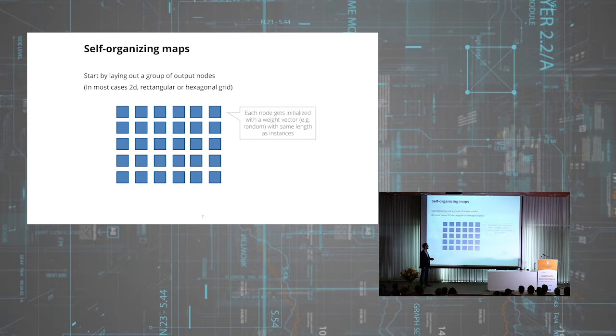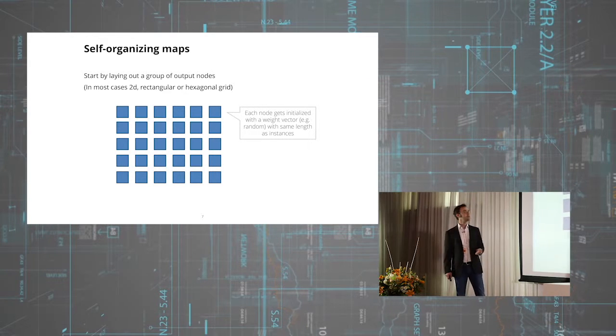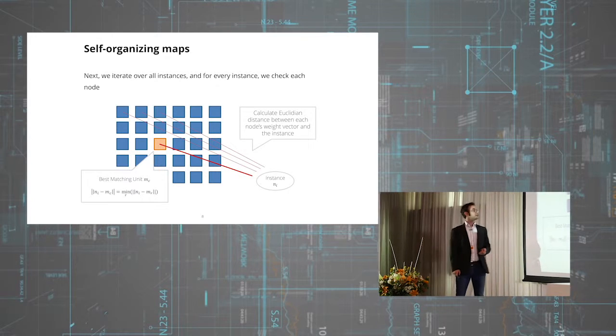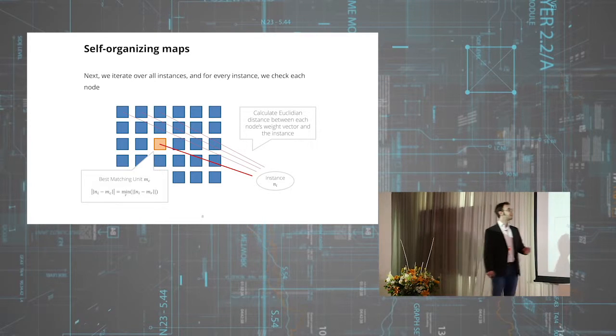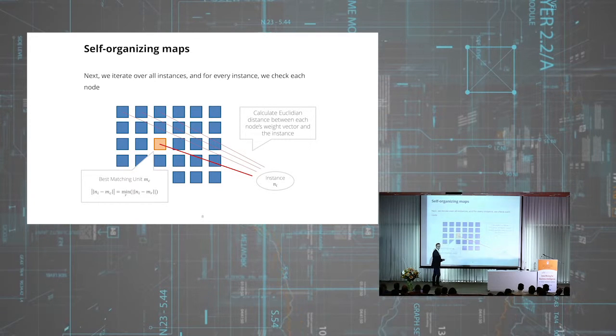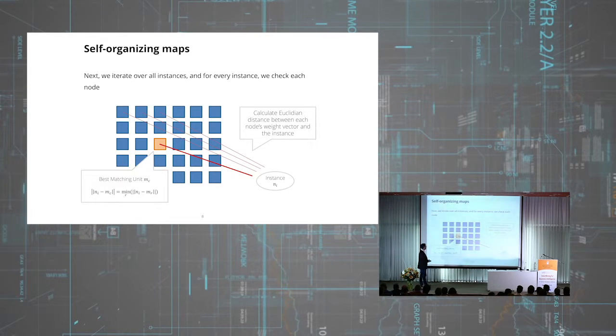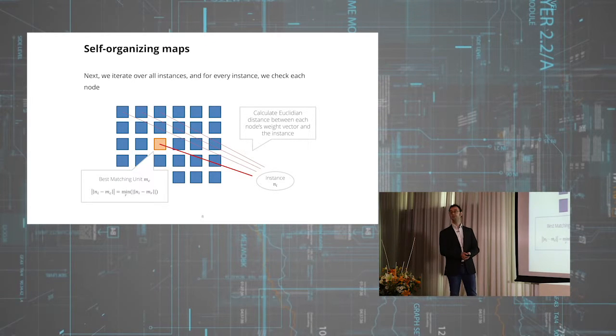And you have your data set. And for every node, you initialize it with a random weight vector with the same length as the number of dimensions you have per instance. So then you go through all your instances, you calculate the Euclidean distance between the instance you have at the moment and all of these nodes. And then there is a winner, the one with the shortest distance, that's this node here, called the best matching unit. So the node that is currently closest to that particular instance wins.